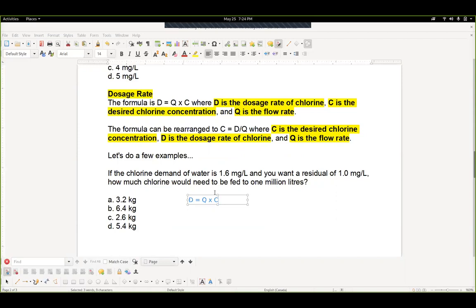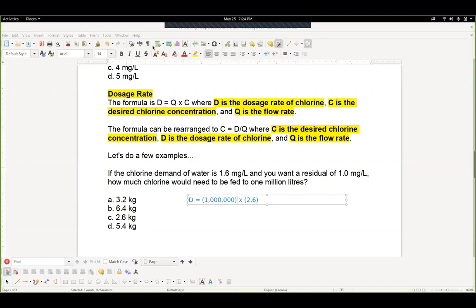So we are going to figure this out by inserting 2.6 in for the desired chlorine concentration, and then Q is the flow rate. So Q is the amount of water, so 1 million liters. And then the dosage, what will that be?